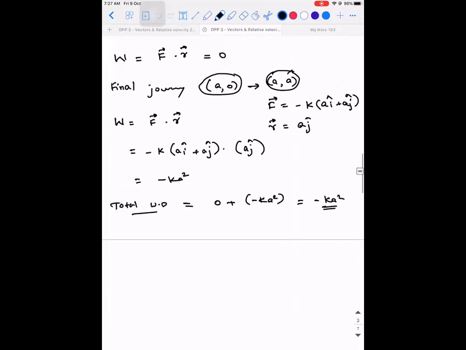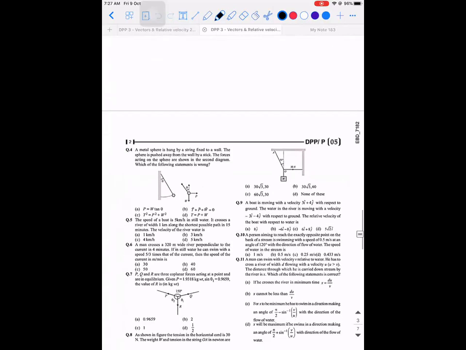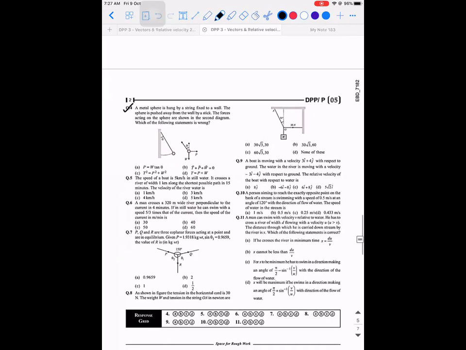We'll move on to the next problem. Listen. So there is a metal sphere that is hung by a string fixed to a wall. The sphere is pushed away from the wall by a stick. The forces acting on the sphere are shown in the second diagram. Which of the following statements is wrong? So this is a question based on resolution of vectors and balanced forces.